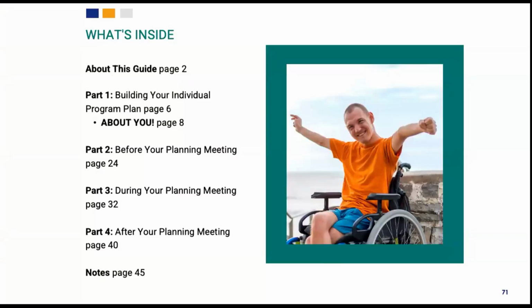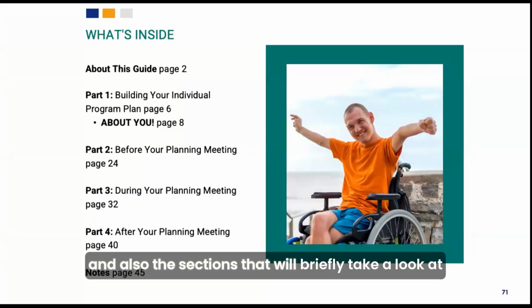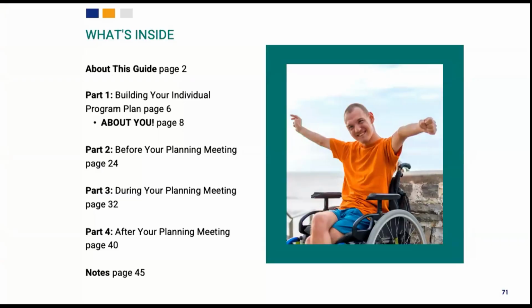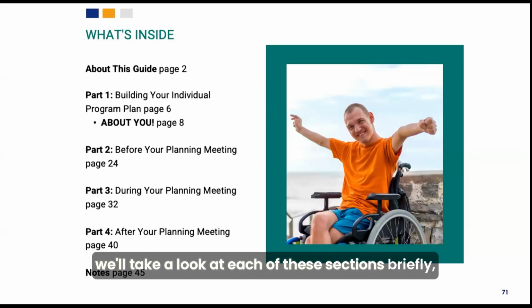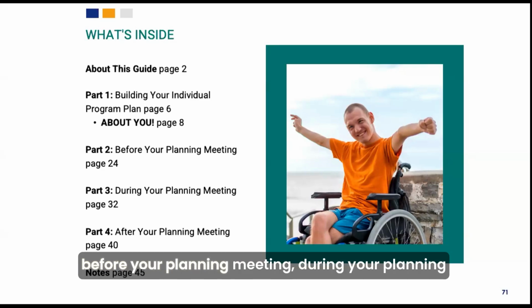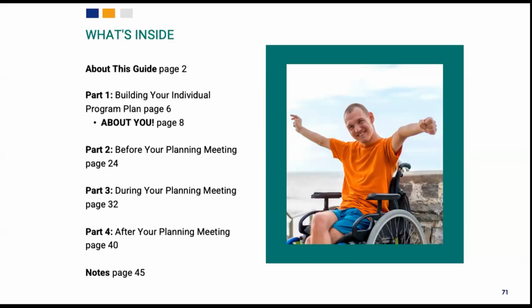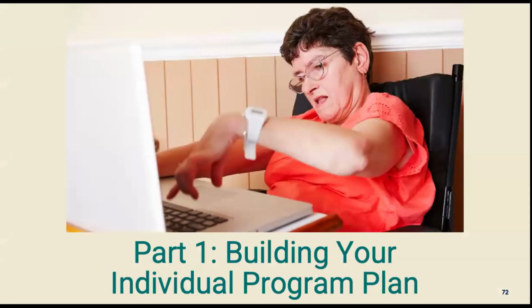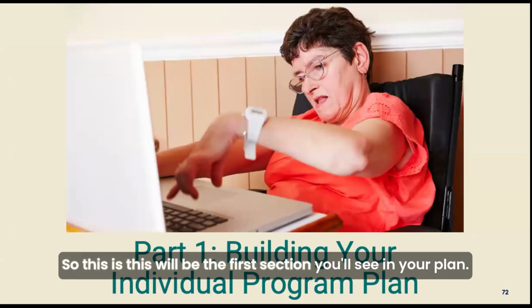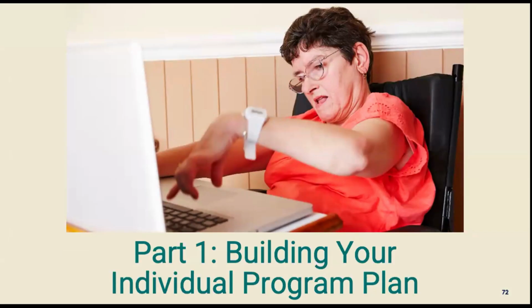So what's inside? This is one of the first pages of the guide, and it gives an overview of what is to come, and also the sections that we'll briefly take a look at. We'll take a look at each of these sections briefly, including building your IPP, your individual plan, before your planning meeting, during your planning meeting, and after your planning meeting. Next slide. So this will be the first section you'll see in Your Plan. It's about building your individual program plan. Next slide.